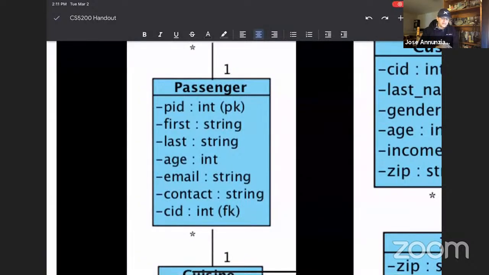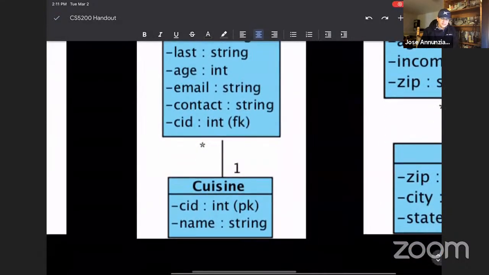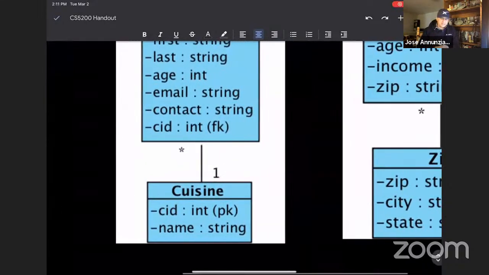Passenger has a primary key, has first, last, age of the passenger, the email, contact string, and then a foreign key to the cuisine, right? What food they want to eat.